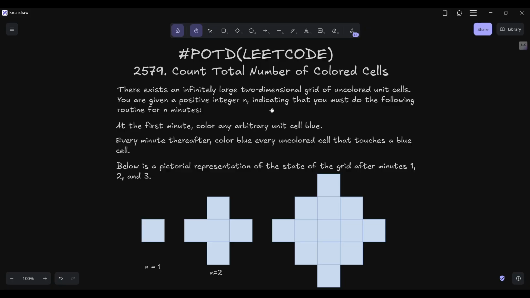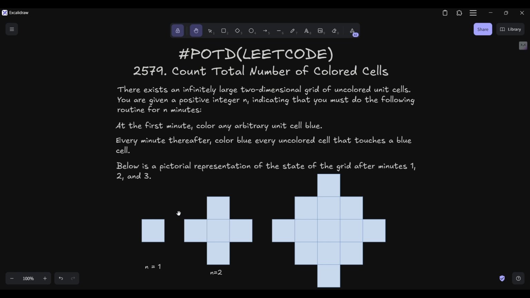The next problem of the day on LeetCode is Count Total Number of Colored Cells. Basically, in this question we have to color the cells according to the n that will be given.